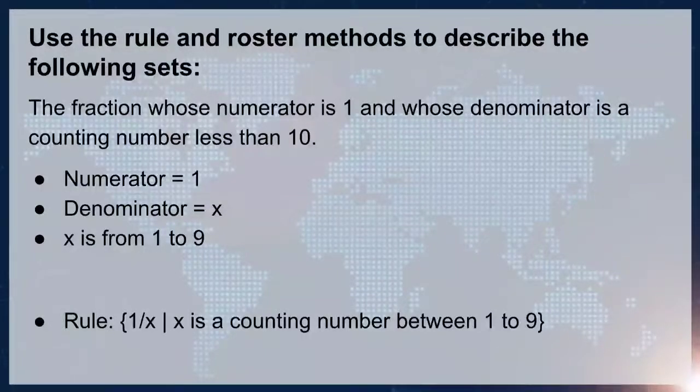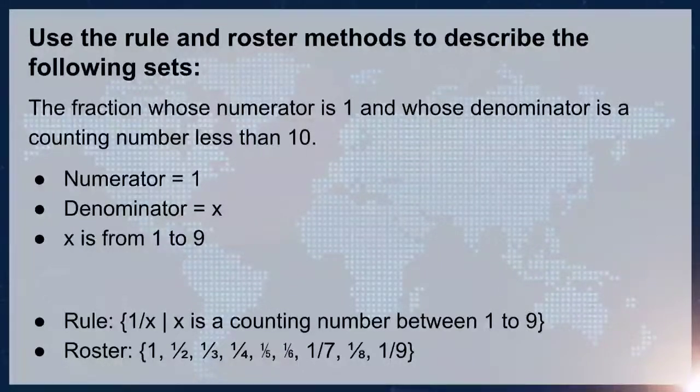So for the rule method, we can write that as 1 divided by x, 1 over x, such that x is a counting number between 1 to 9. Okay? And on the roster method, we basically list down everything. So that's 1, 1/2, 1/3, 1/4, 1/5, 1/6, 1/7, 1/8, and then 1/9. Okay?